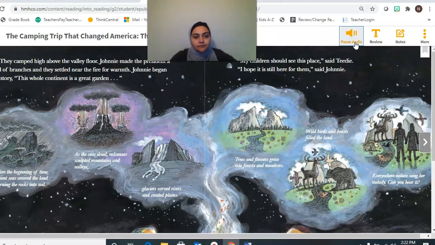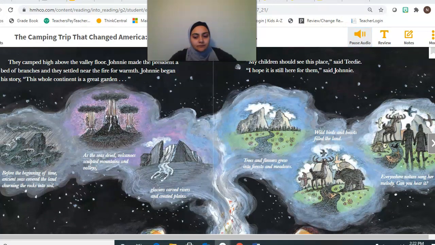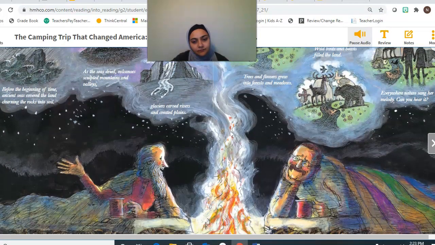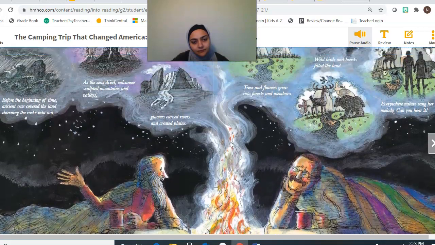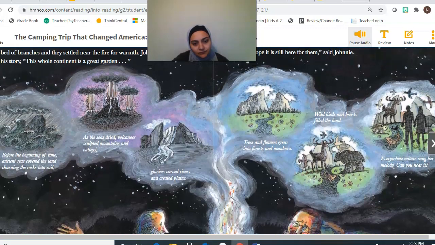They camped high above the valley floor. Johnny made the president a bed of branches, and they settled near the fire for warmth. Johnny began his story. "This whole continent is a great garden. Before the beginning of time, ancient seas covered the land, churning the rocks into soil. As the seas dried, volcanoes sculpted mountains and valleys. Glaciers carved rivers and created plains."